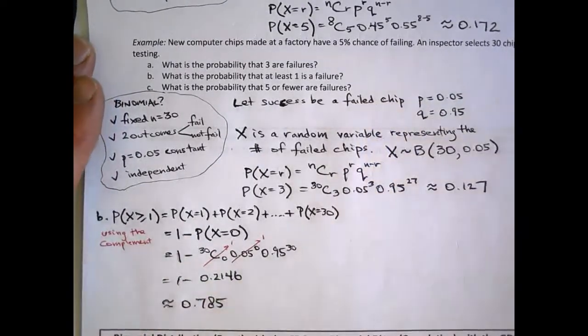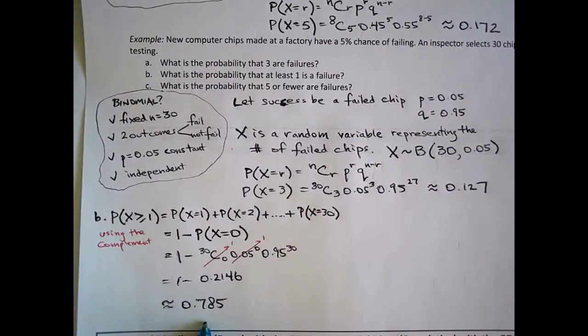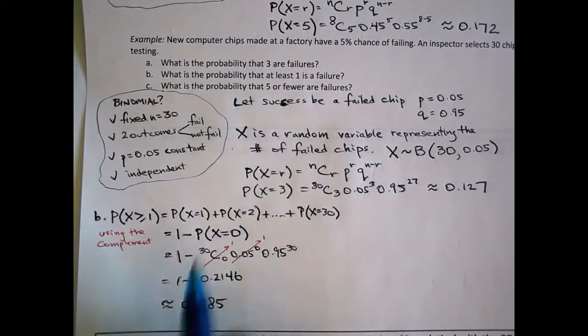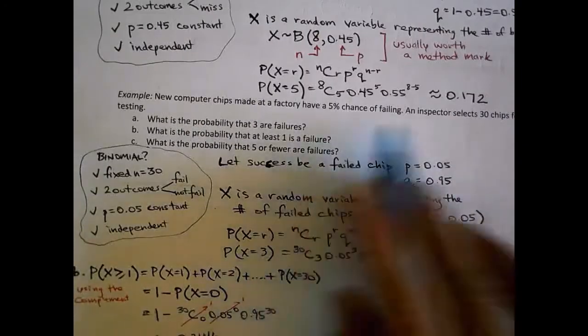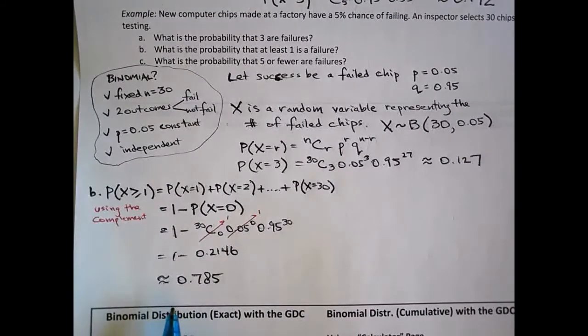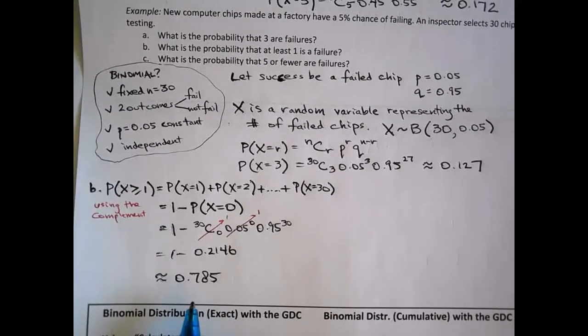So you have a 78% chance of having at least one failure, which isn't great, right? Think about this. It was saying your chips are all pretty good, but when you take 30 of them, you have a pretty high chance of having one failure. So if you're sending a box to Future Shop or Best Buy, one customer is going to be pretty upset. There's a pretty high chance you're going to have an upset customer. Again, we can solve this using the GDC.